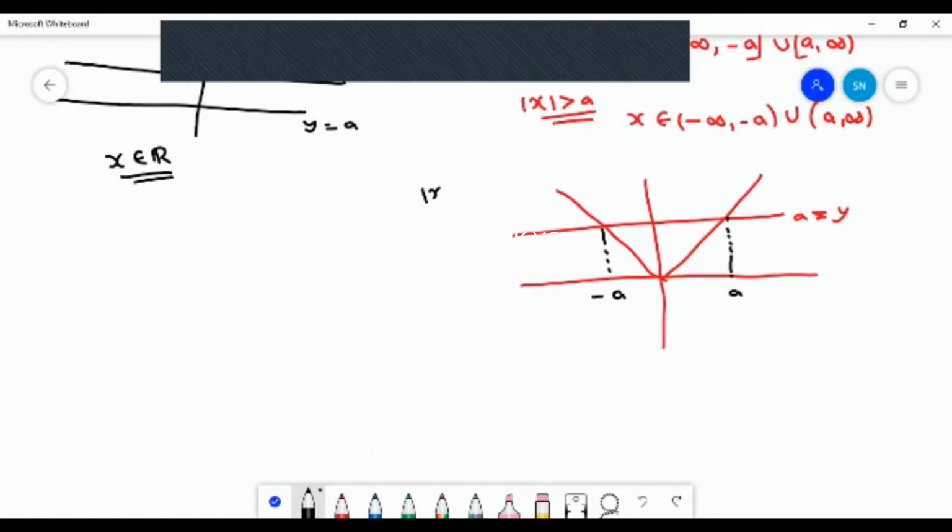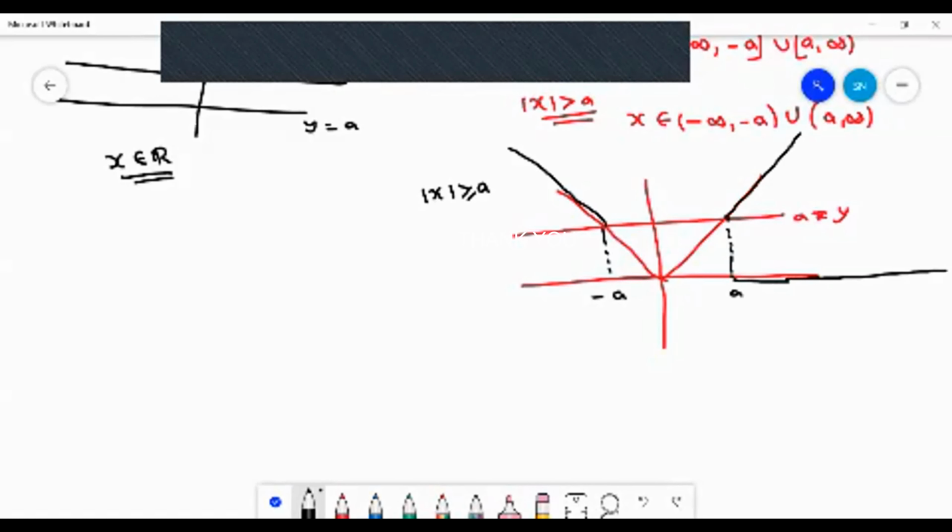So we are looking for modulus of x is greater than or equal to a. Now you collect the values of x at which mod x is above y equal to a. Mod x above y equal to a means this part is above the line y equal to a. While writing the solution set, these are the corresponding values of x: a to infinity, and minus infinity to a. Therefore x belongs to minus infinity to minus a, union a to infinity.